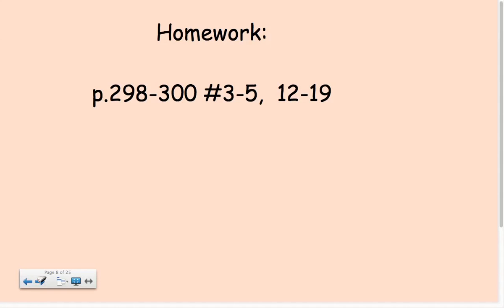Homework is pages 298 through 300, numbers 3 through 5, 12 through 19.